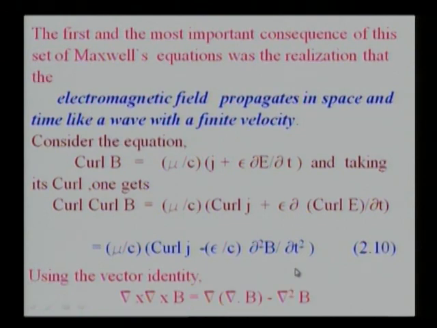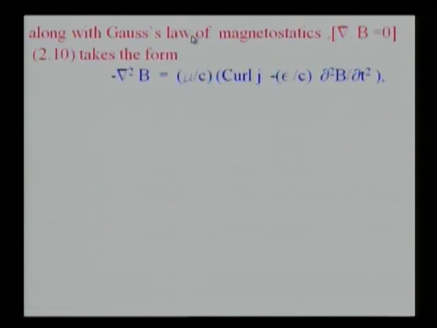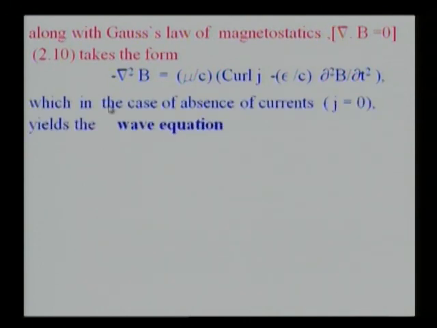But now you again use a simple vector identity. Curl of curl B is nothing but gradient of divergence of B minus del squared B. So, substituting this in the other equation, now along with Gauss's law of magnetostatics where divergence of B is 0, this takes the simple form minus del squared B is mu upon C curl J minus epsilon by C delta squared B by delta T squared, which in the case of absence of currents, when J is 0, yields the wave equation del squared B minus epsilon mu by C squared delta squared B by delta T squared equal to 0.